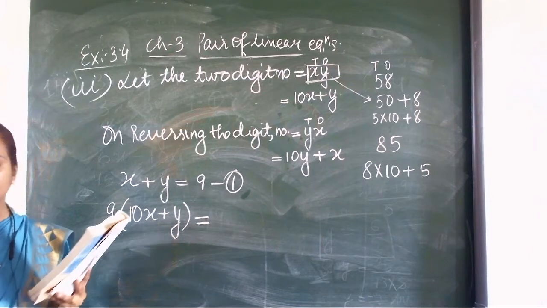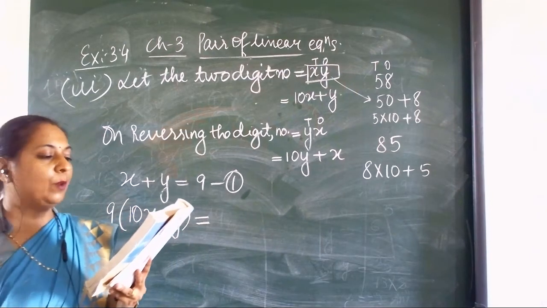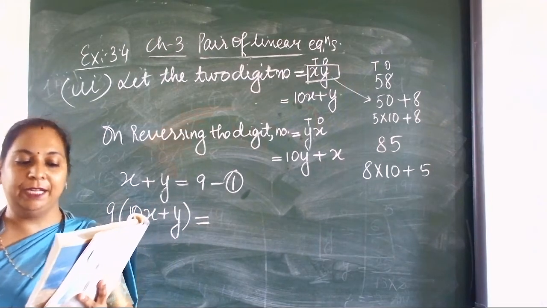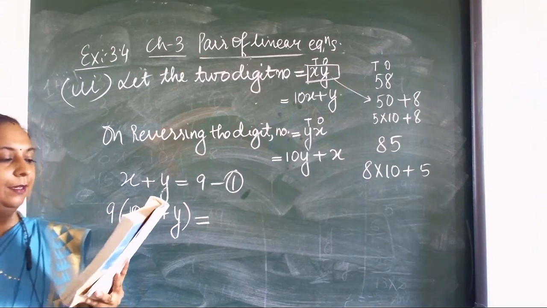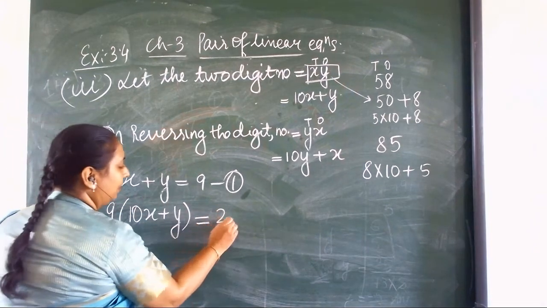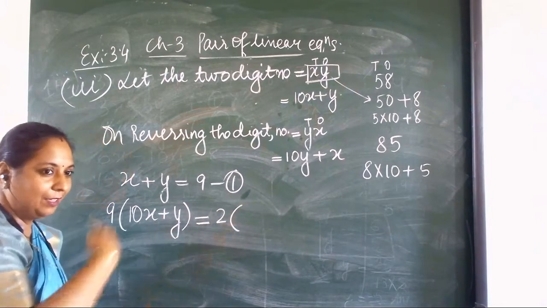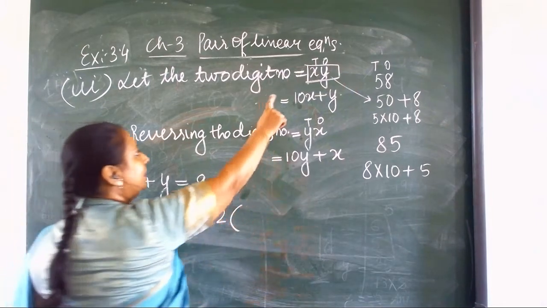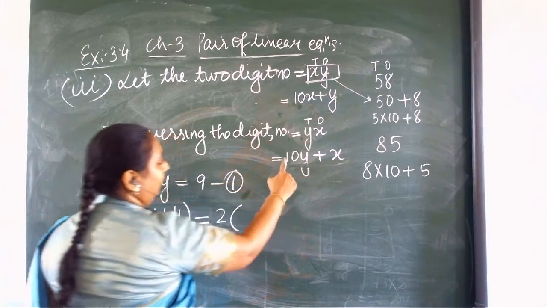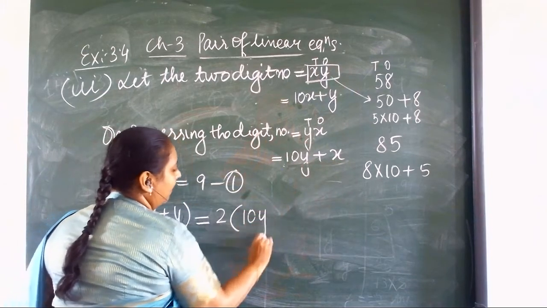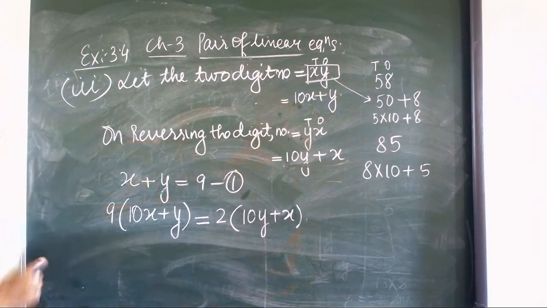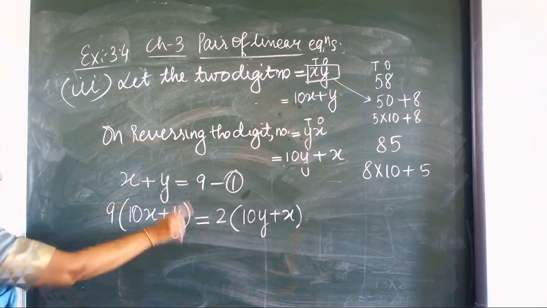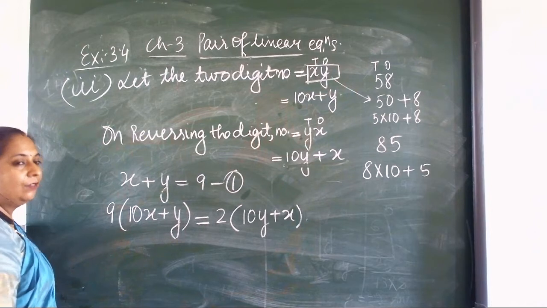Is means equal to twice the number obtained by reversing the order of the digits. Twice means 2 times. When we reverse the two-digit number, it becomes 10y plus x. This is your second equation. Now we simplify it in the standard form.